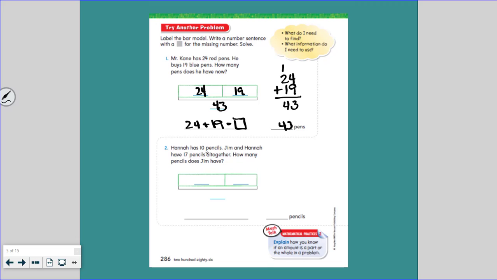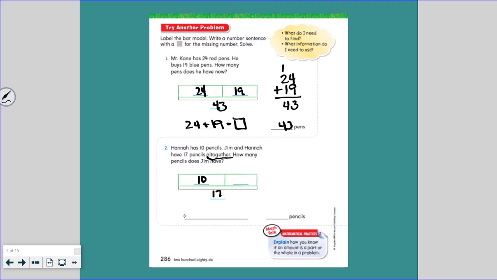Hannah has 10 pencils. Jim and Hannah have 17 pencils all together. That's an important word, all together. That's kind of like in all. How many pencils does Jim have? Okay, so all together they have 17. So that's a whole. So I'm going to write it down here. And part of them is how many Hannah has. But we don't know how many Jim has. So this is my missing number, Jim's pencils here, Jim's part.